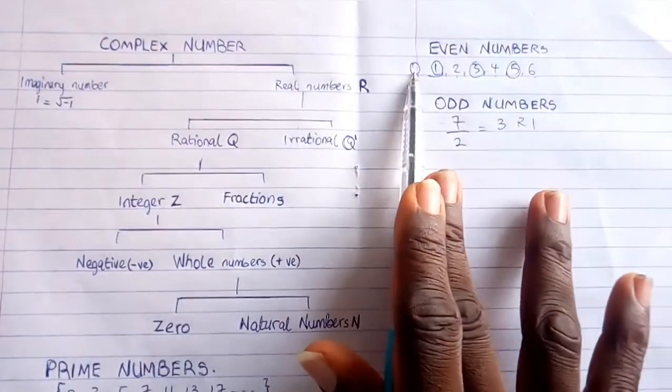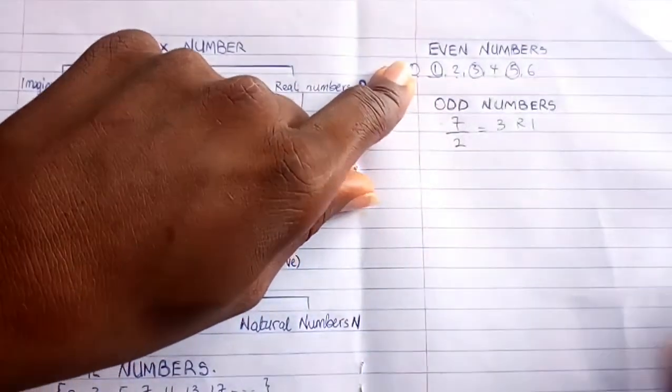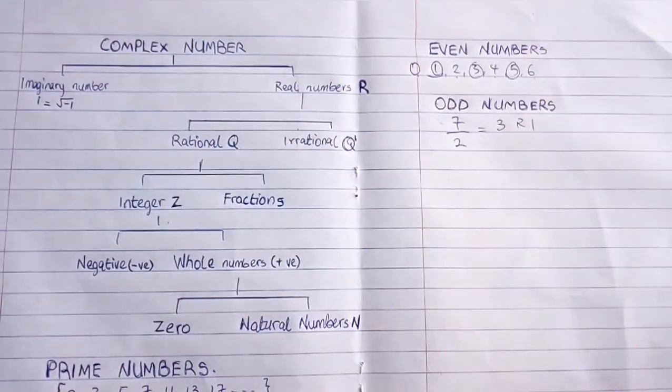So from the whole numbers, from 0 you see 1, 2, 3, 4, and others. When you remove all the even numbers you see in your whole numbers, then the remaining ones are odd numbers. So from here, I think you learned something from this video.